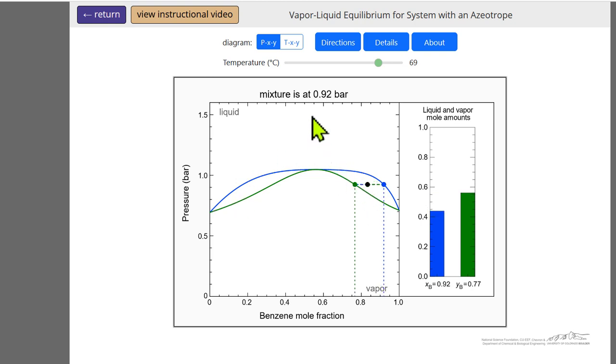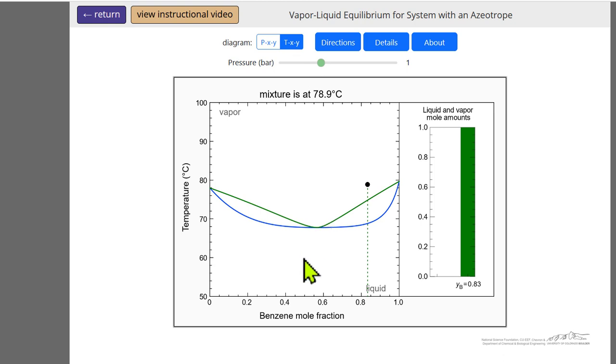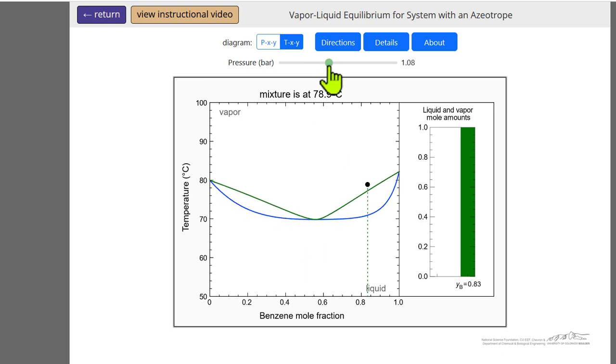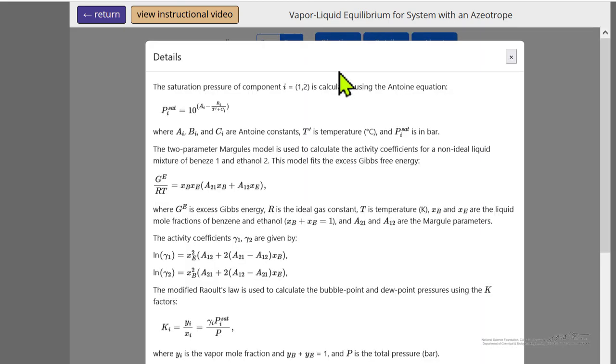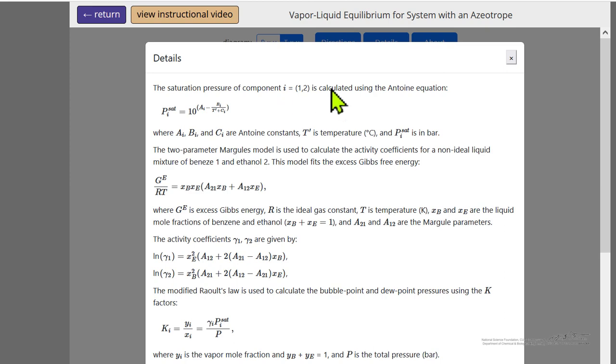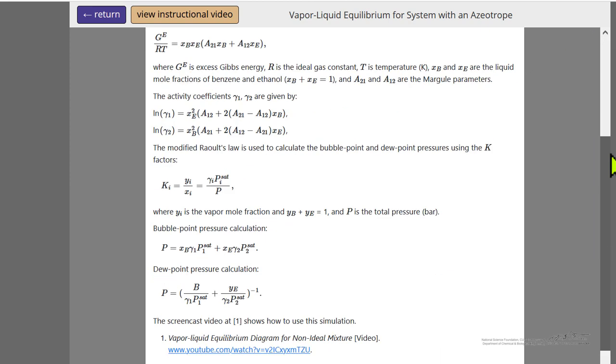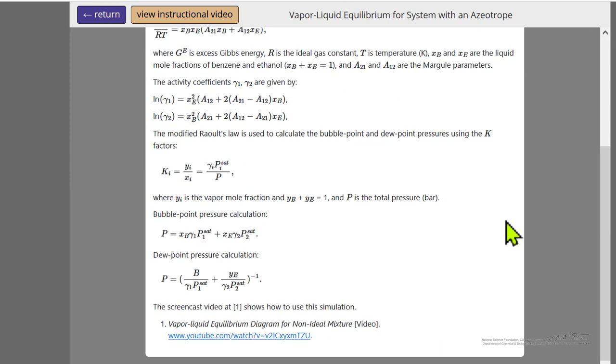Since we have a maximum pressure azeotrope, then we have a minimum temperature azeotrope. Otherwise, this is very similar. We can change the pressure, which changes the saturation temperatures. The simulation has details that have the Antoine equation and the equations for the activity coefficients and the modified Raoult's law that's used to generate the curves.